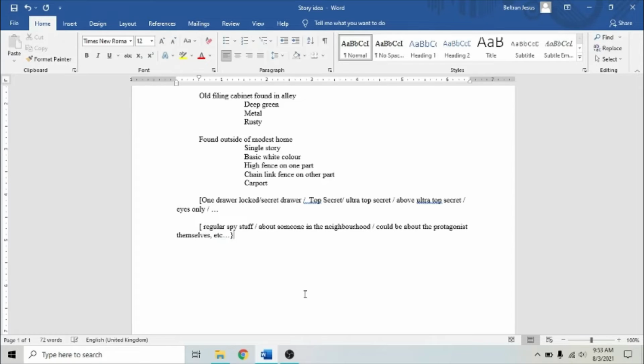Okay, so basically, whoever had that filing cabinet had some information that should not be released to the public, and this person found it. It could be about the person themselves, it could be someone in the neighborhood, or it could be regular spy stuff that, if the wrong hands, quote unquote, get it, then there could be trouble or danger or mayhem. And we'll go into that a little bit later.